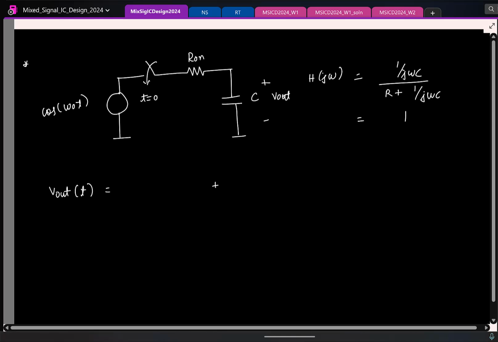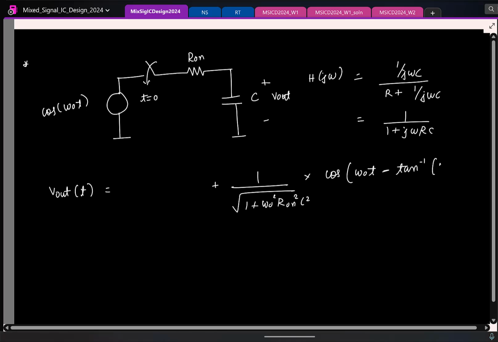This is 1 by 1 plus j omega R C, which means this is a filter with this transfer function. I feed in a sinusoid at a frequency omega naught. The sinusoid will be scaled by this transfer function. The magnitude will be scaled by the magnitude of this, and you'll have a phase shift, which is the phase at that frequency. So in steady state, this is what you get. The amplitude will be 1 by the square root of 1 plus omega naught squared R on squared C squared. I think I made a mistake, but it's okay. And then you'll have cos omega naught t. What is the phase? Tan inverse of omega naught R C.